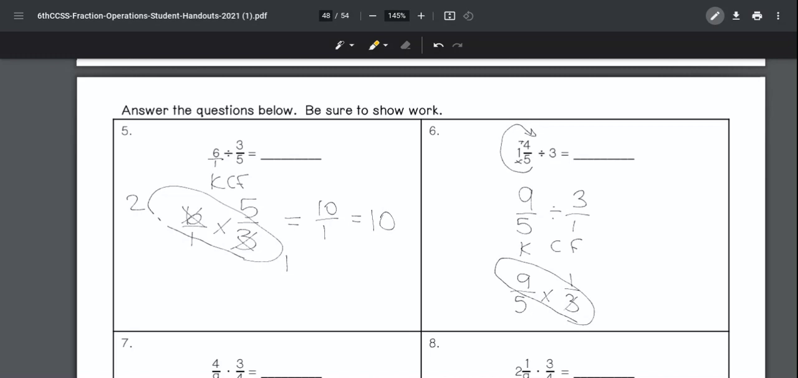How many 3's make a 3? 1. How many 3's make a 9? 3. So 3 times 1 equals 3. 5 times 1 equals 5. Had you just multiplied straight across originally, you would have gotten 9/15, and you would have had to simplify to 3/5.